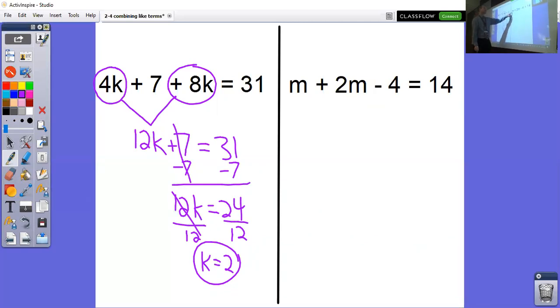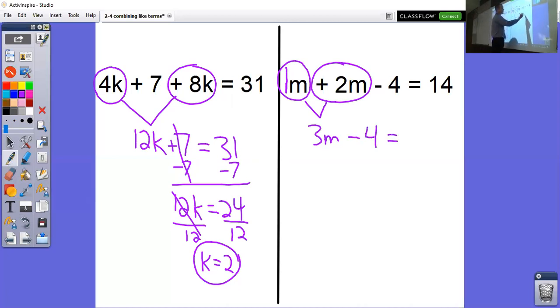One of the ways that they're going to try and trick you is in this next problem, you have an M that is all by itself. Anytime that you have a letter that is all by itself, there's really a 1 in front of it. So this is really a 1M and a 2M. We can add those together because they're on the same side of the equal sign. 1M plus 2M gives us 3M. Bring everything else down. So bring down your -4, bring down your equal sign, bring down your 14.